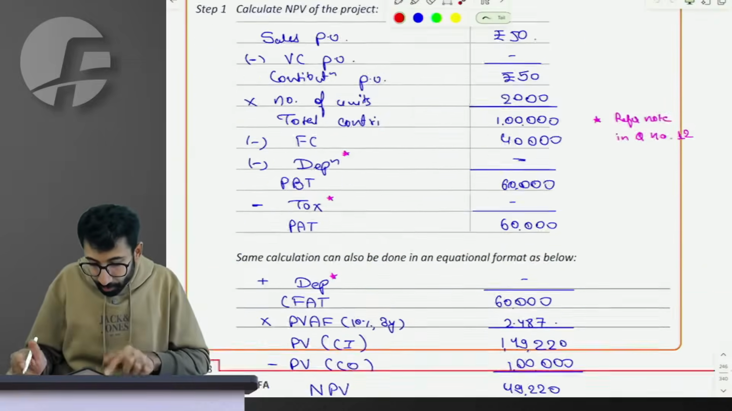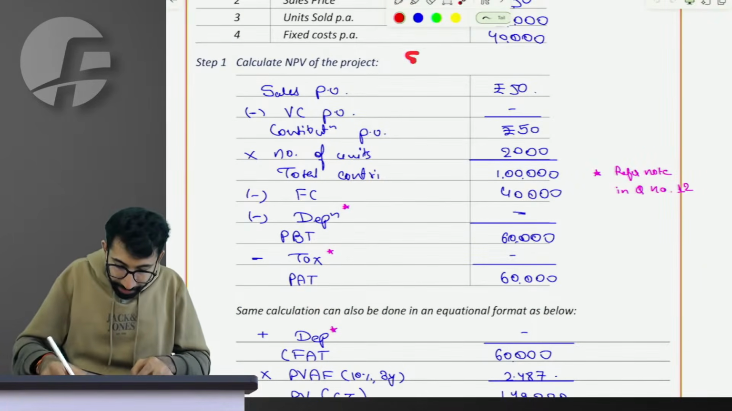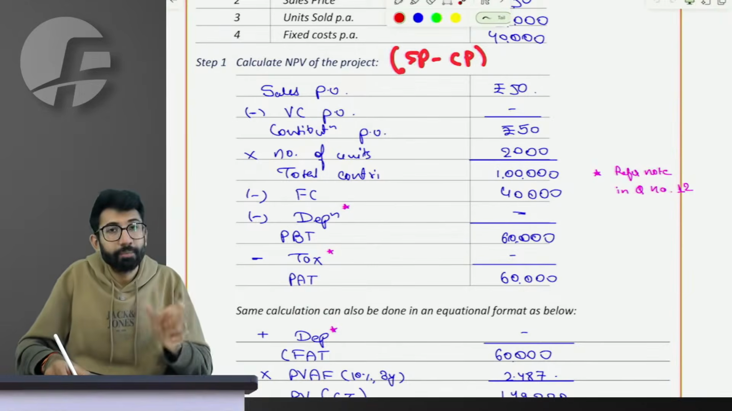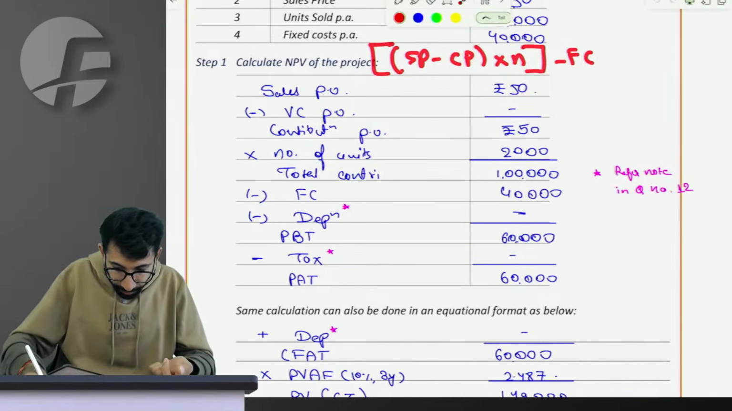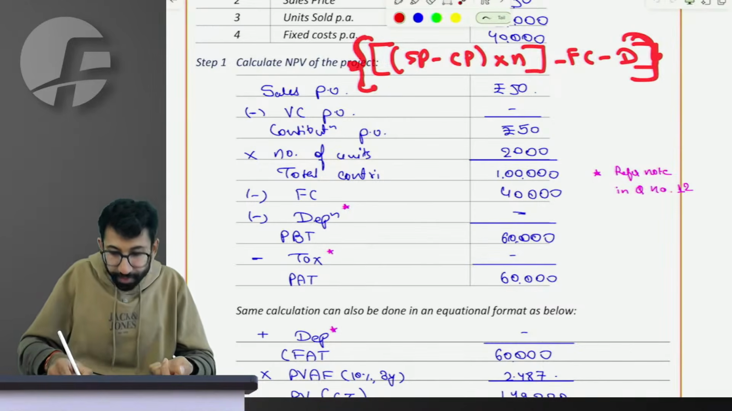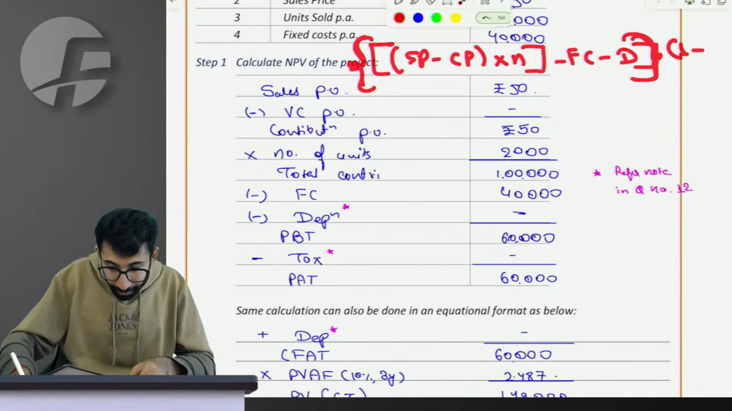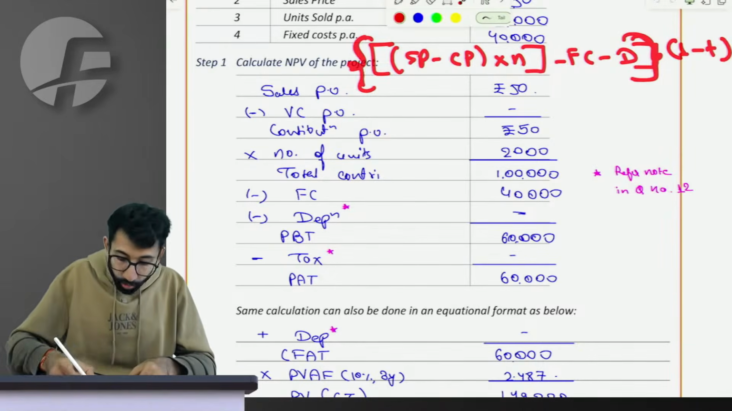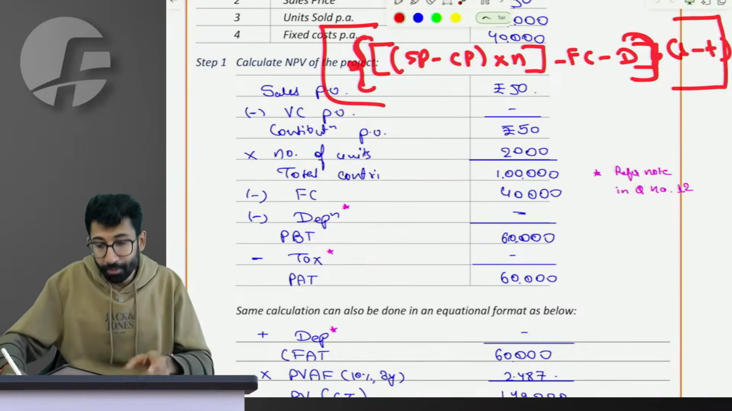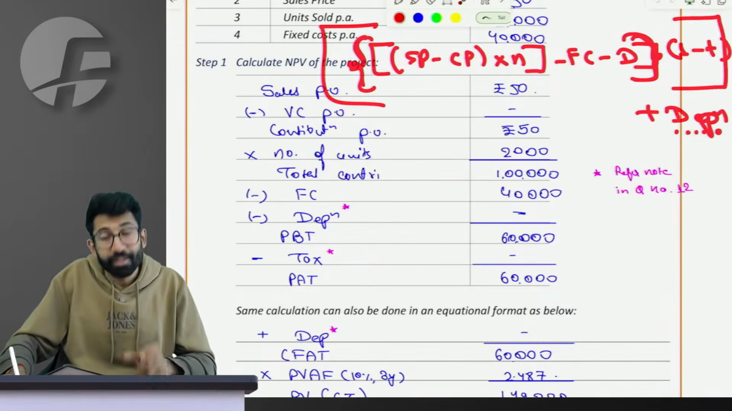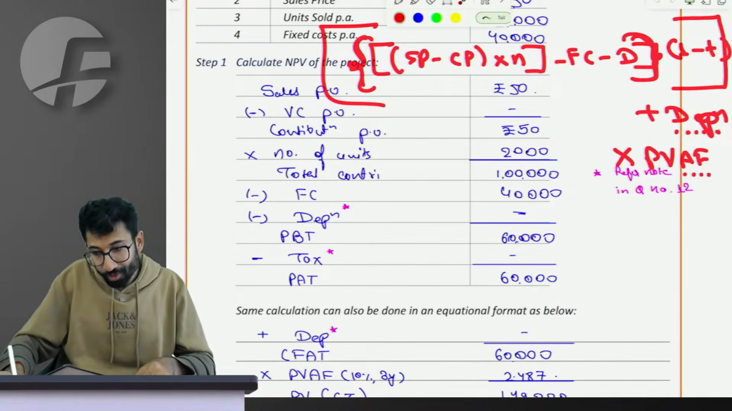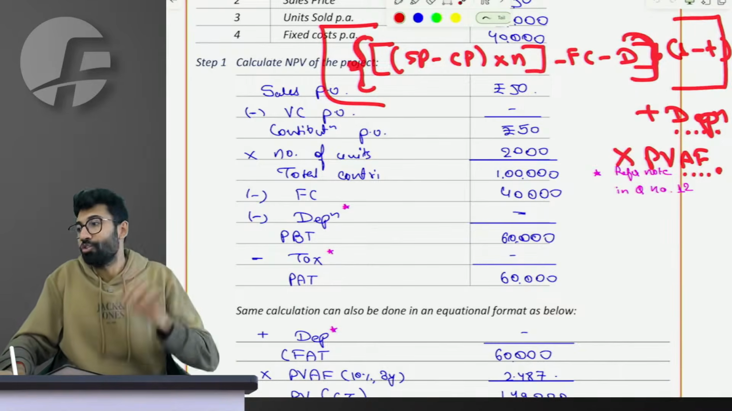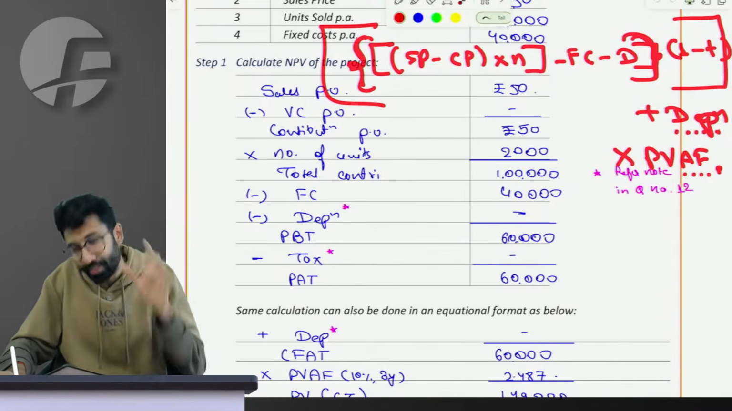The equation is like sales price minus cost price automatically gives you the contribution per unit, multiplied by number of units gives total contribution, minus fixed cost minus depreciation, gives me PBT. Multiplying it by 1 minus T gives me PAT. To the PAT, when you add back depreciation, you get CFAT. And to CFAT, if you multiply the present value annuity factor, it is called NPV. So this equational presentation is preferable for sensitivity analysis.